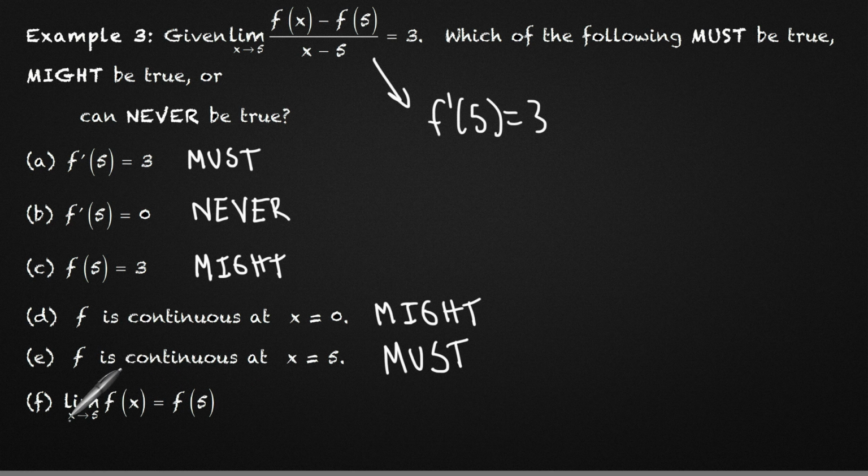Now, what is letter F saying? The limit as x approaches 5 of f of x is equal to f of 5. So this is basically saying that as x approaches 5 from both sides of a function, that's actually equal to the function's value at that point. So what does that tell you about the function? It's another fancy way of saying that this function is continuous. So it must be true. So essentially E and F are basically saying the same thing.